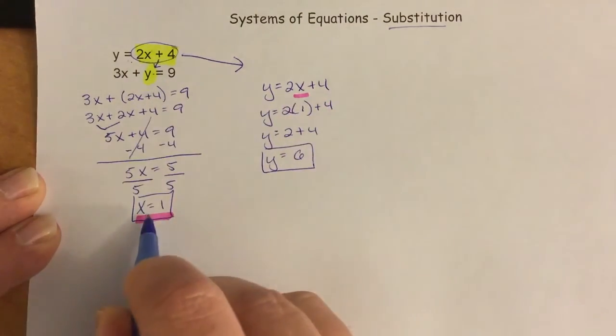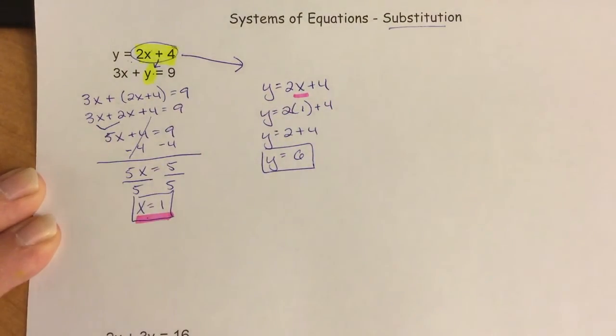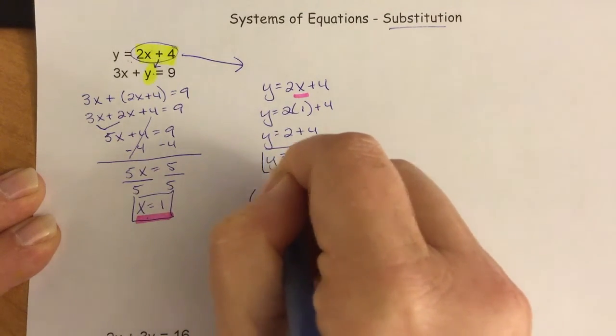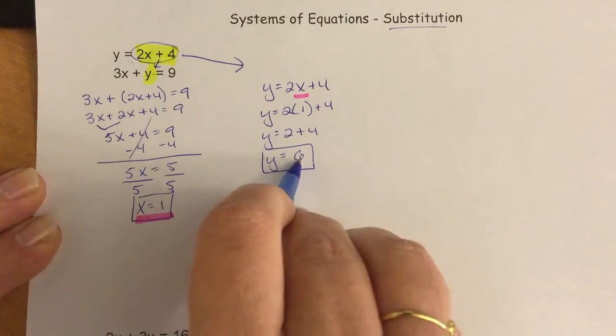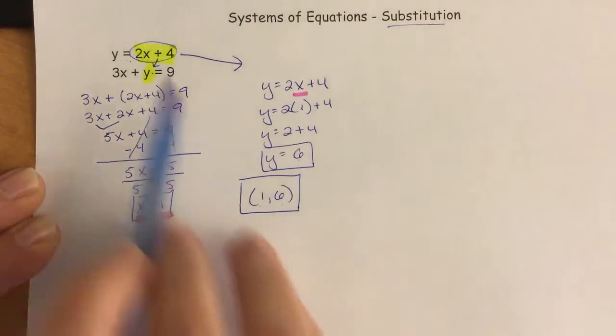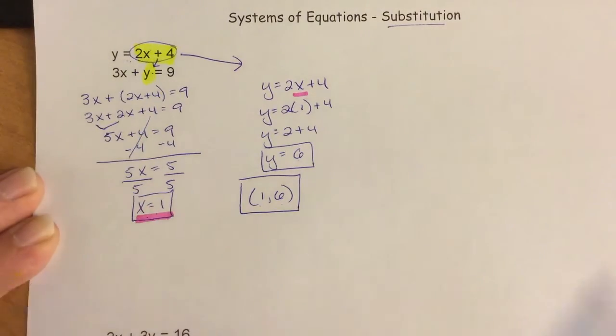So now we have our x and our y, and we write our solution as an ordered pair. So we write it as 1, 6. You write x first, then y. So 1, 6. And that is our solution to this system of equations.